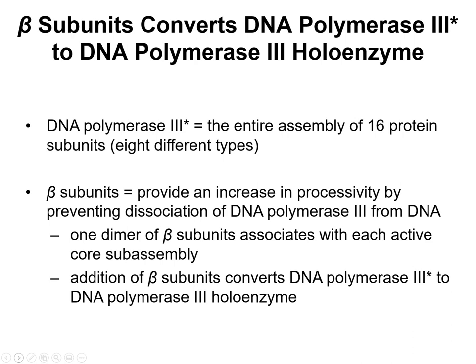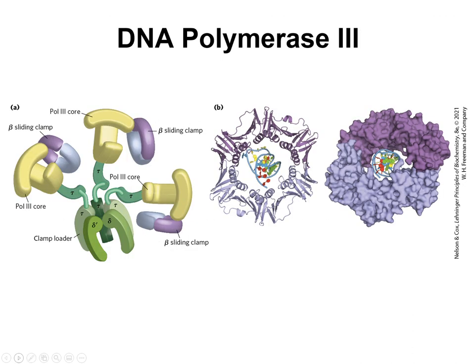When we add the beta subunits to this enzyme, so notice how there's a DNA pol 3 with the asterisk. That is different from the holoenzyme, which has the beta subunits. Those are the clamps. So this is a cartoon and a structure of DNA pol 3. When we look at the figures that follow for replication, you're mainly going to see this cartoon here.